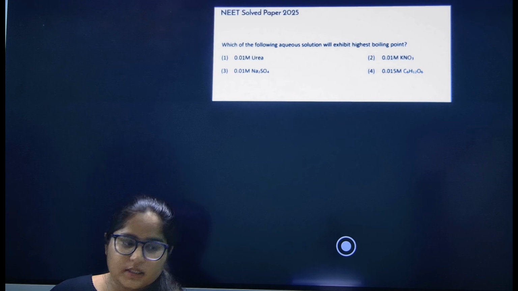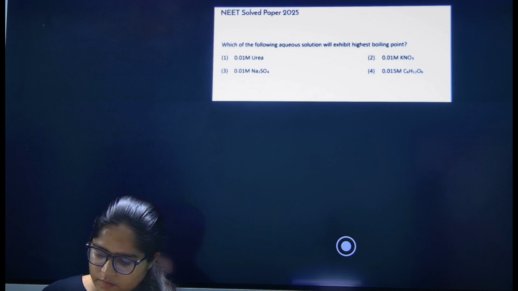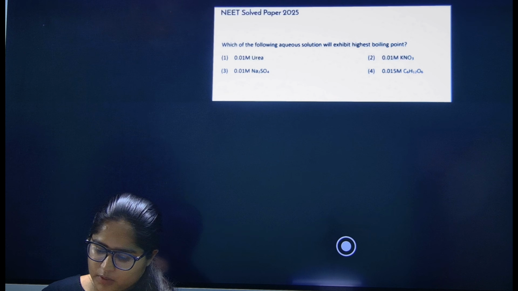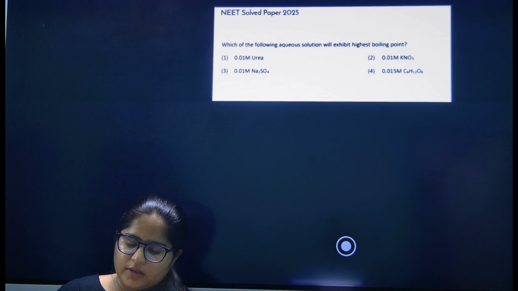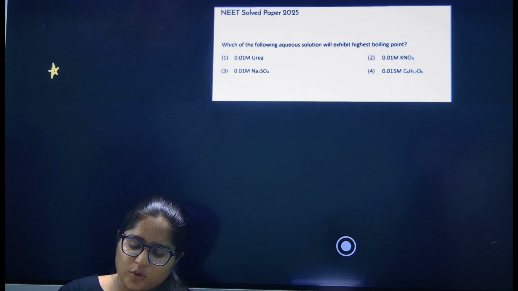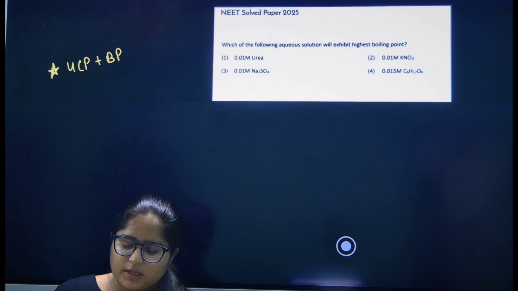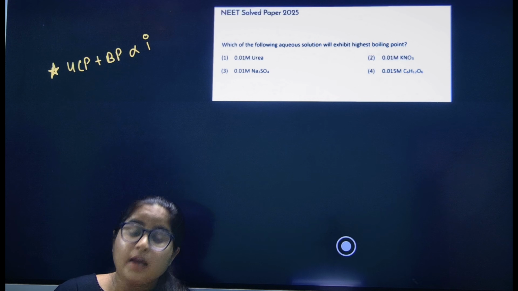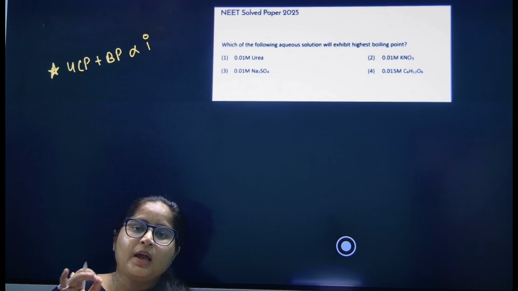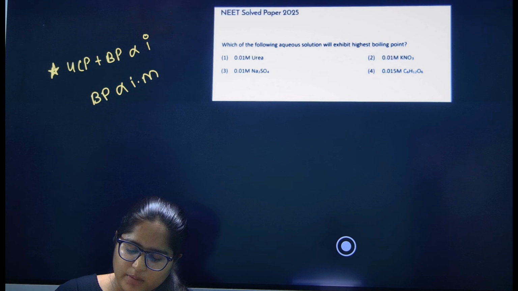Okay. Now let us see the next question. Which of the following aqueous solutions will exhibit the highest boiling point? Okay, fine. So boiling point, for those who have studied from me, I am revising quickly. What do you know? I have told you, for colligative properties, boiling point is directly proportional to i if the concentration is same, and if the concentration is different, then the boiling point will be directly proportional to i into M.